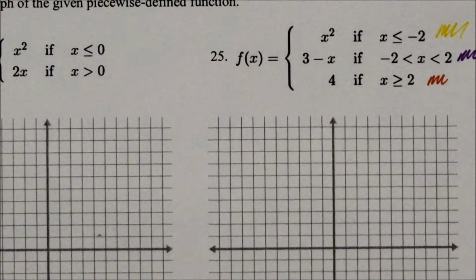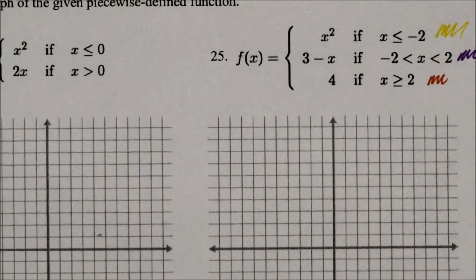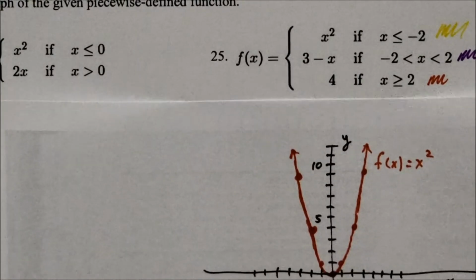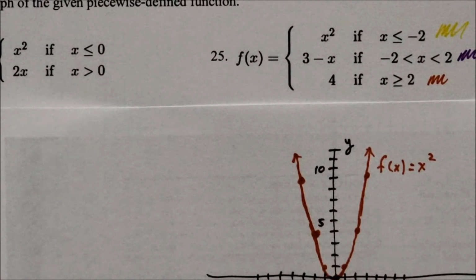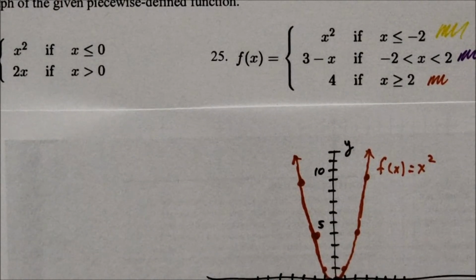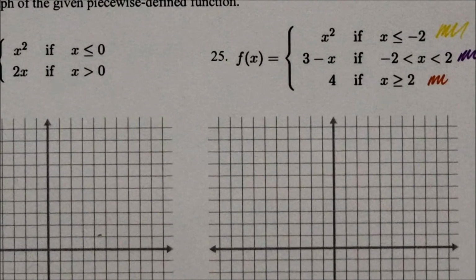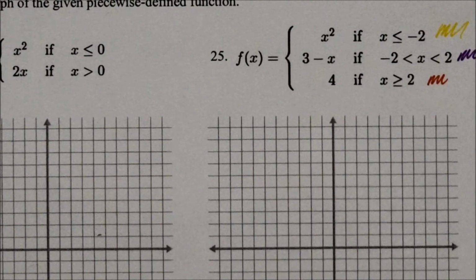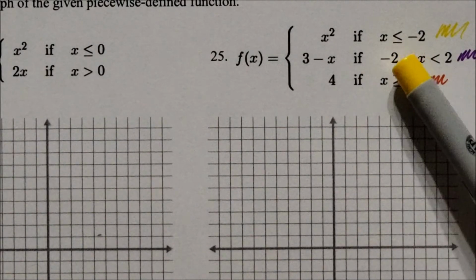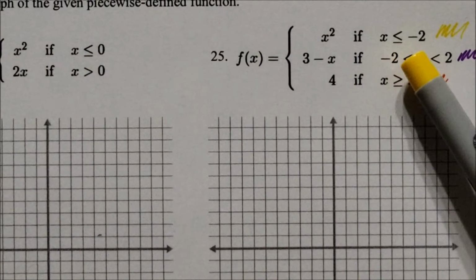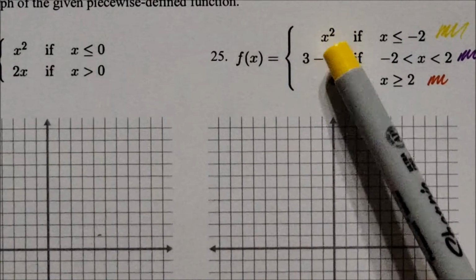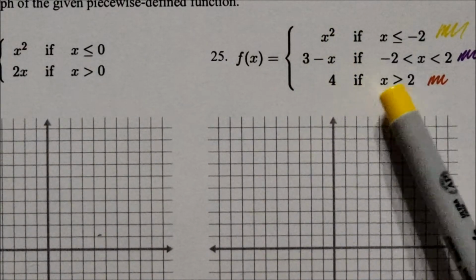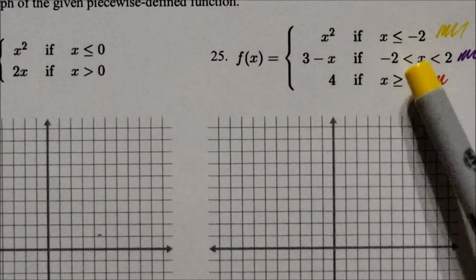The first one in yellow is x squared. Now x squared, if we graph that just by itself, looks like this. It's a common function, one of our parent functions that we deal with quite often, but we only want to look at x squared where x is less than or equal to -2. That's the domain restriction. So f of x is equal to each one of these three if these domain restrictions are met.